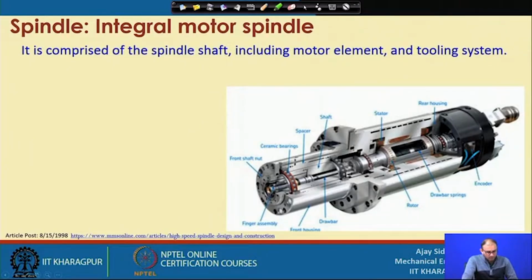So, what are the different components? This is a general view of the integral motor spindle. It comprises the spindle shaft. This is the spindle shaft, whatever we are looking at in this part, and that will continue till you get the motor, that means the electrical power supply, including motor elements and the tooling system. So, here we are attaching the tooling at this location.